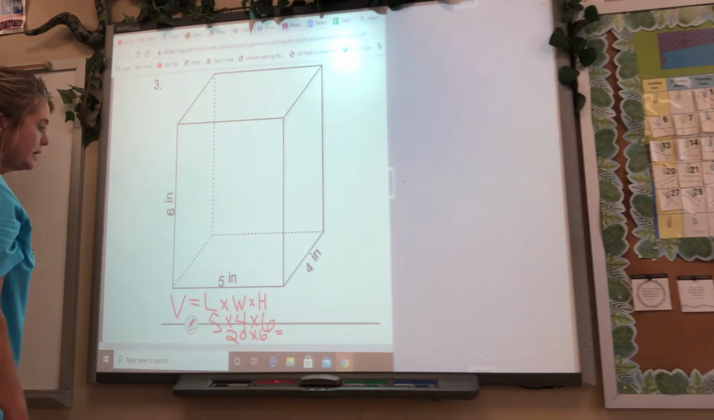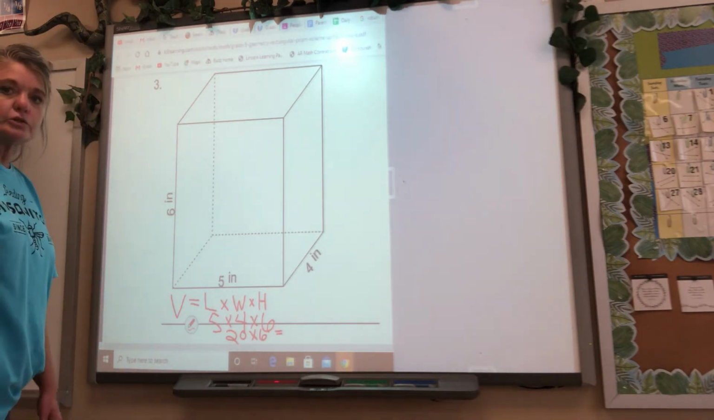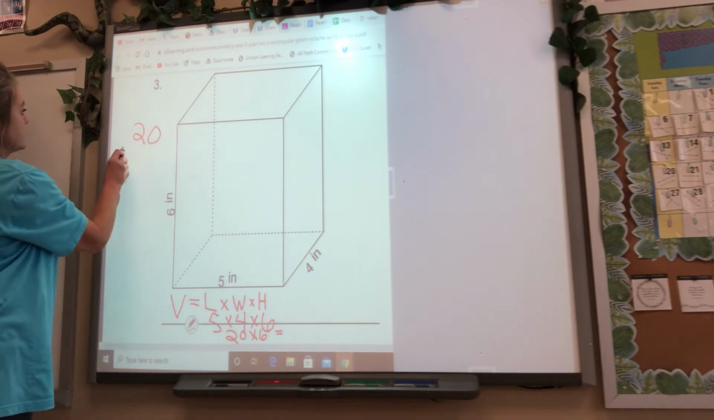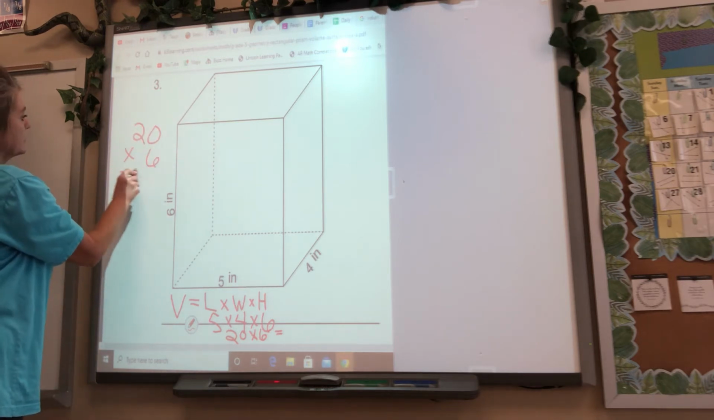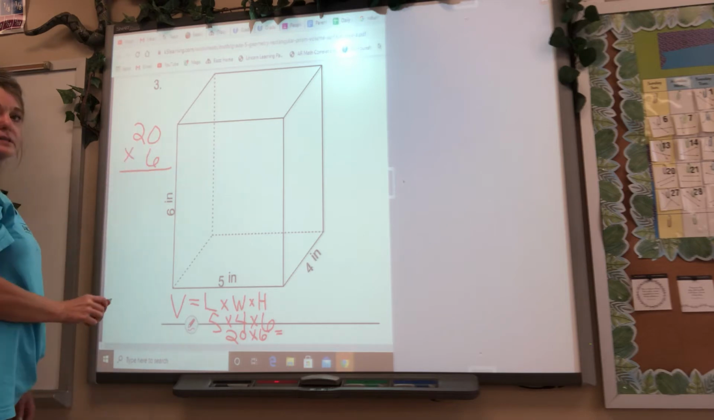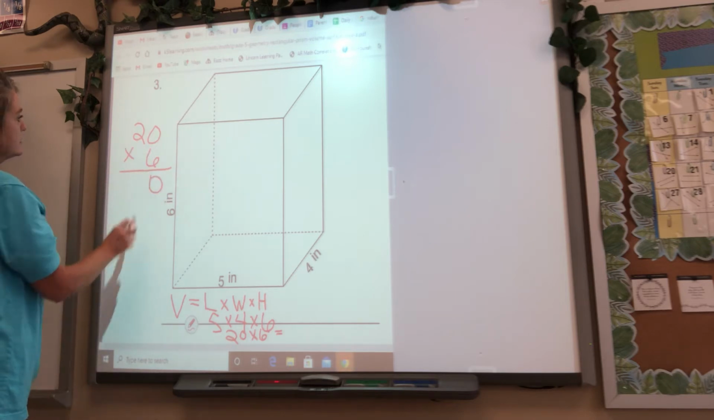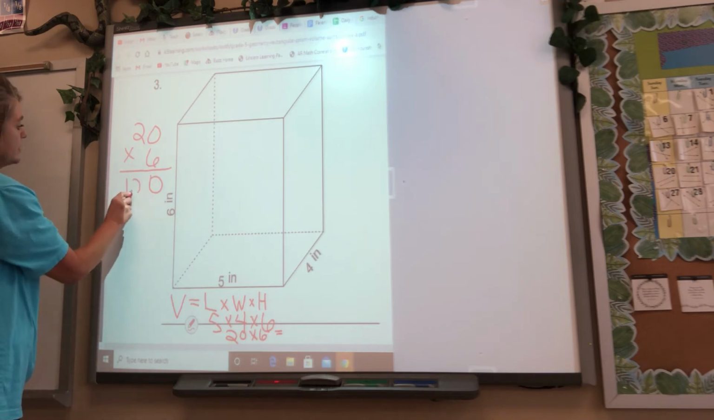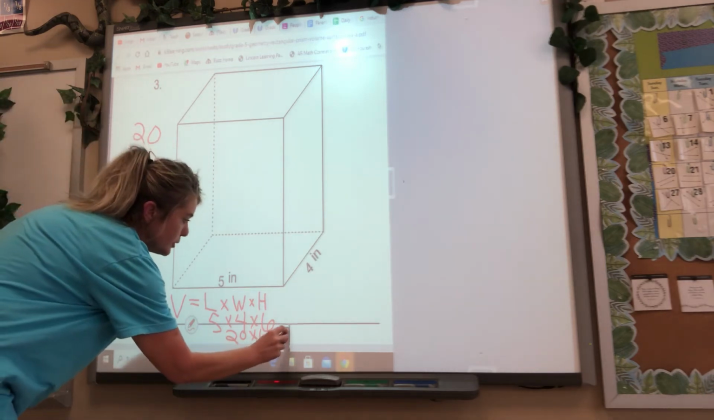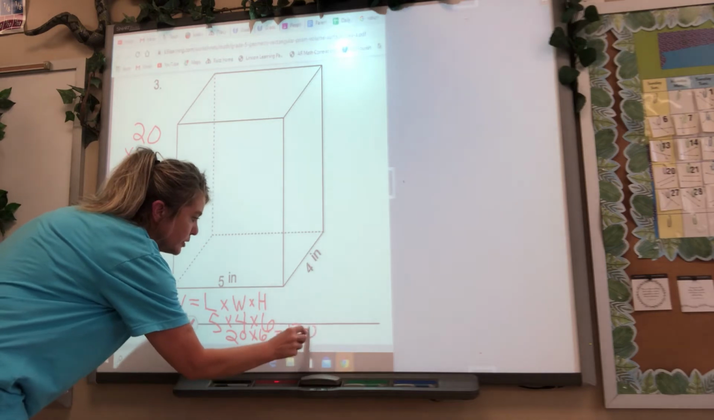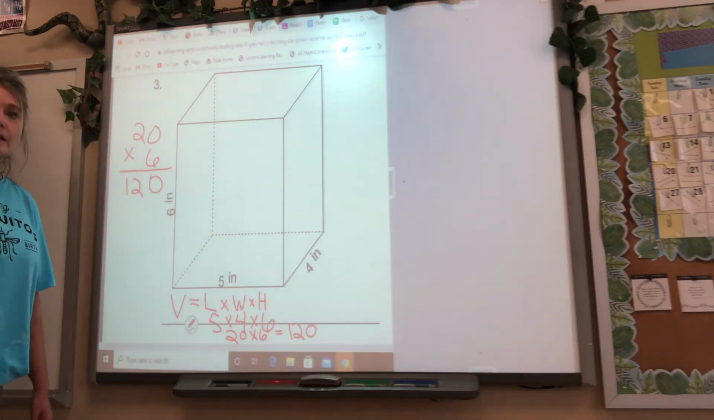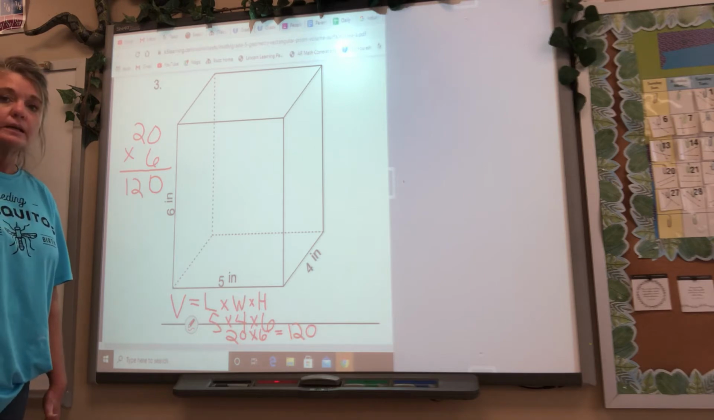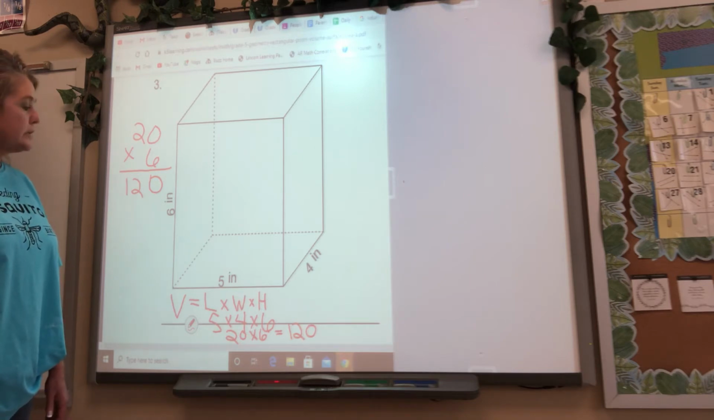equals, and for the students who are still struggling a little with multiplication, don't forget that we can stack. 6 times 0 is 0. 6 times 2 is 12. So the volume would be 120.